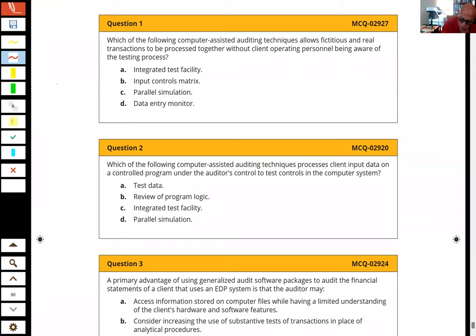And again, with the integrated test facility, we're taking the auditor data and commingling it with what? With the client data, without the client operating personnel being aware of that testing process. We're integrating fictitious and real transactions. I call them dummy auditor data. That is a good description of the integrated test facility. The idea of fictitious and real transactions being processed together almost automatically points you to the phrase integrated test facility.